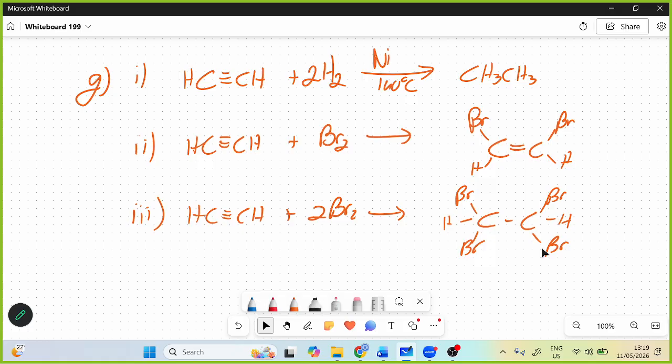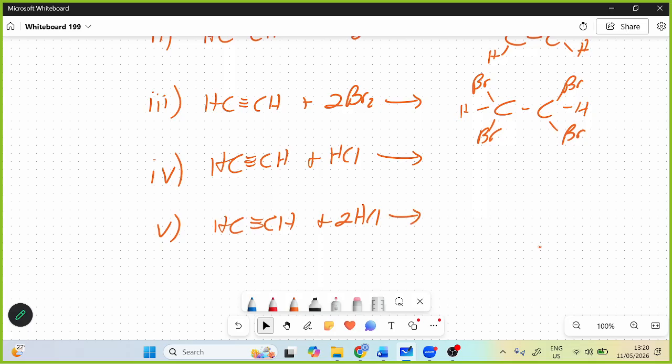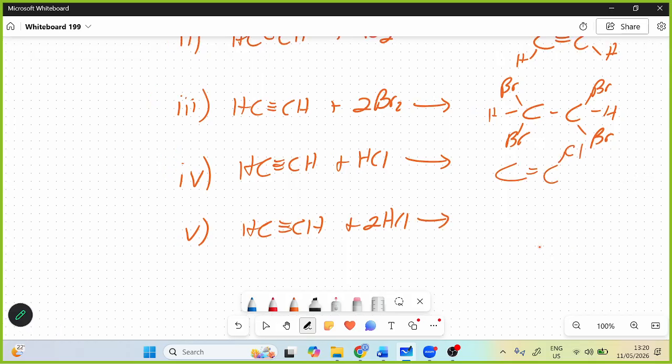Did you try these things? Ethyne with hydrogen chloride and ethyne with excess hydrogen chloride. Again, same thing. So I told you these are fun. These are the same reactions as alkenes. It's just that you can have two reactions instead of one. So that is one equivalent. This is known as two equivalents.